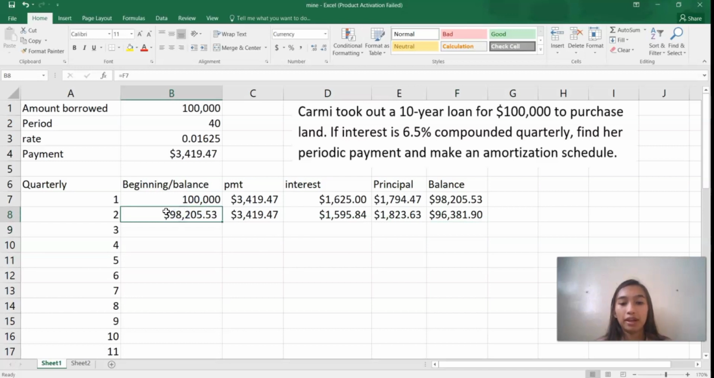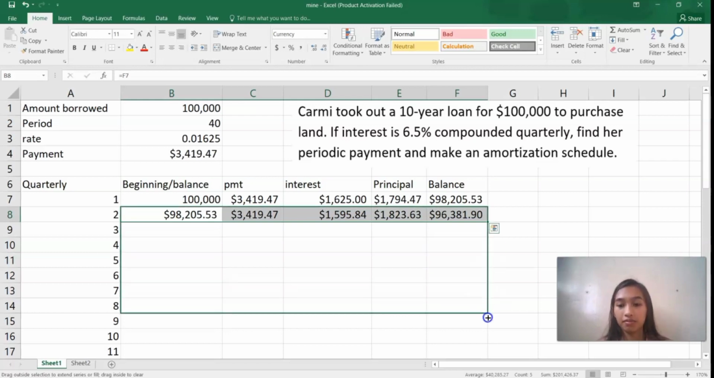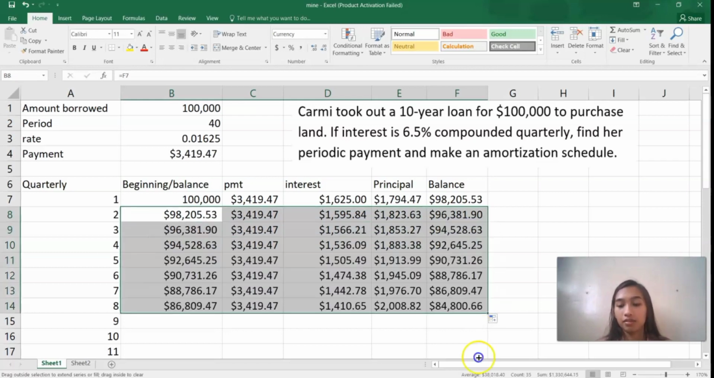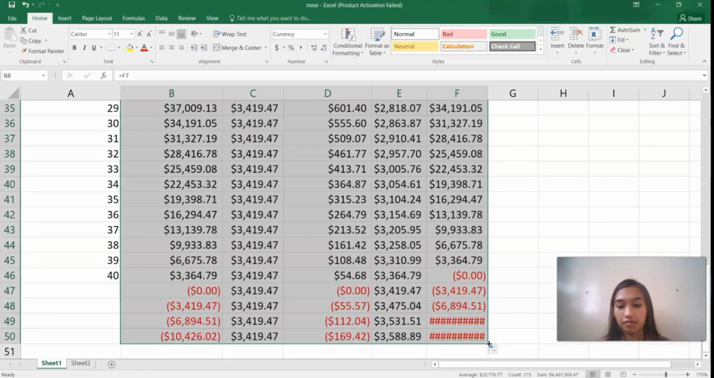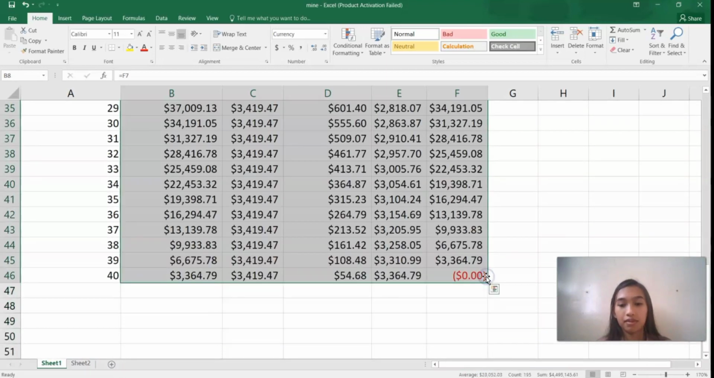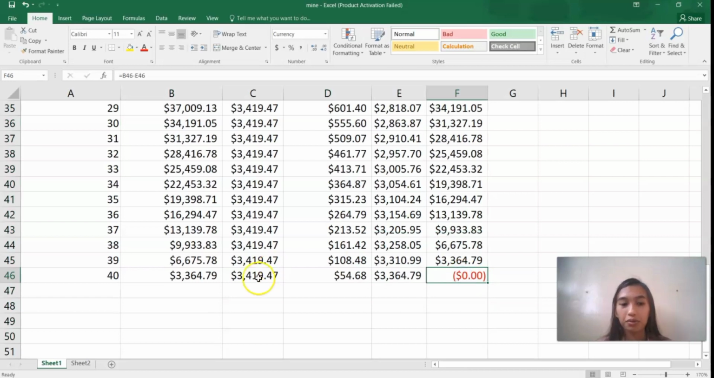Now here we just have to highlight the second period and click here and drag it down. So that is the purpose of the $ sign. So we can just drag it down until we reach the last period. Here you go. So at the end of the 40th period, Carmi doesn't have any remaining balance.